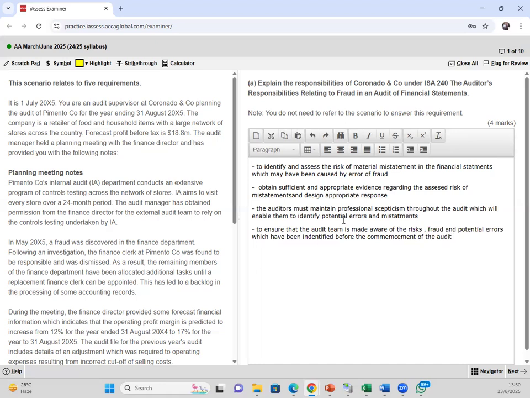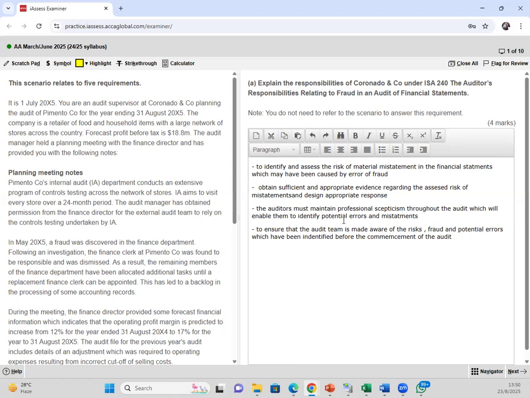So the audit team members need to know, okay, how is the company that we are going to audit? What are the potential risks that we are likely to find? If there are any risks that have been identified, it's the responsibility of the auditor, especially the audit partner, the senior partner, to make sure the juniors they are going with have been made aware of the risks that they are likely to face. So these are some of the responsibilities that the auditors must have.